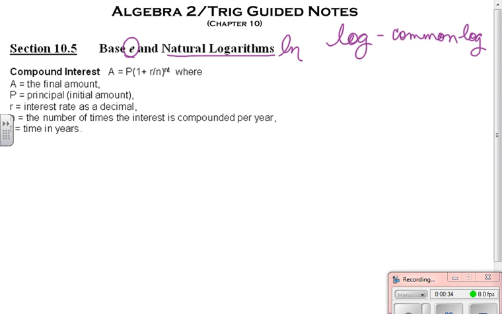So we talked about compound interest. If you're earning interest on money you've invested, or if you are paying interest on something you've purchased, the final amount, A, is equal to the principal, the initial cost of the item, times 1, so that's the whole value, plus r, the interest rate as a decimal, divided by n, the number of times the interest is compounded, to the exponent nt. So it seems like a lot of variables.